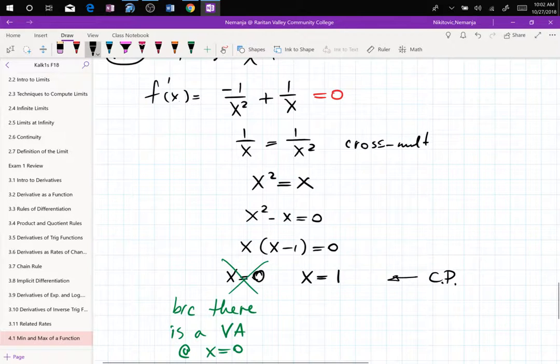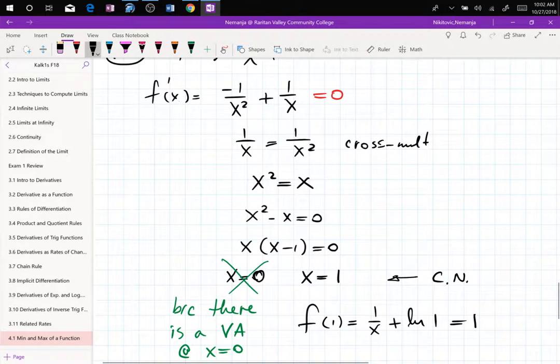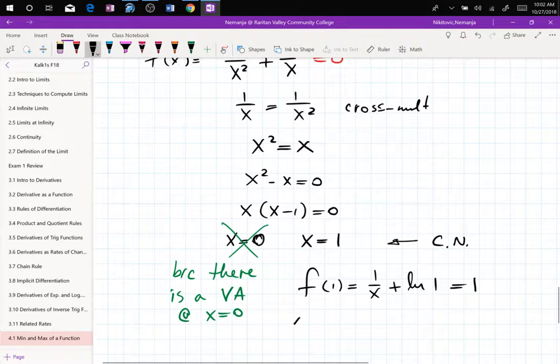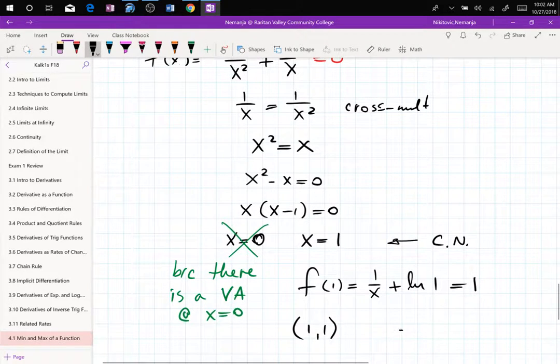You can go and calculate the critical point. Let me put this as a critical number, Cn. And now we go and find f of 1, which would give us the value. That is going to be 1 over 1 plus ln of 1. ln of 1 is 0, 1 over 1 is 1, so 1 plus 0 is 1. So 1, 1 is the critical point.